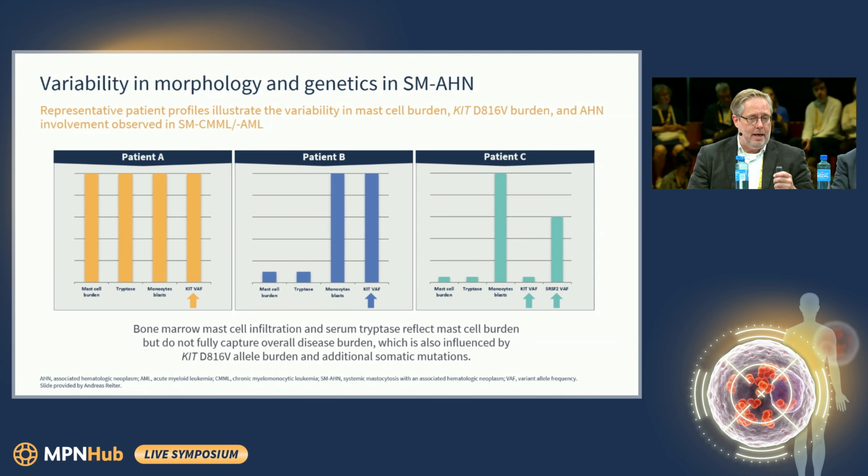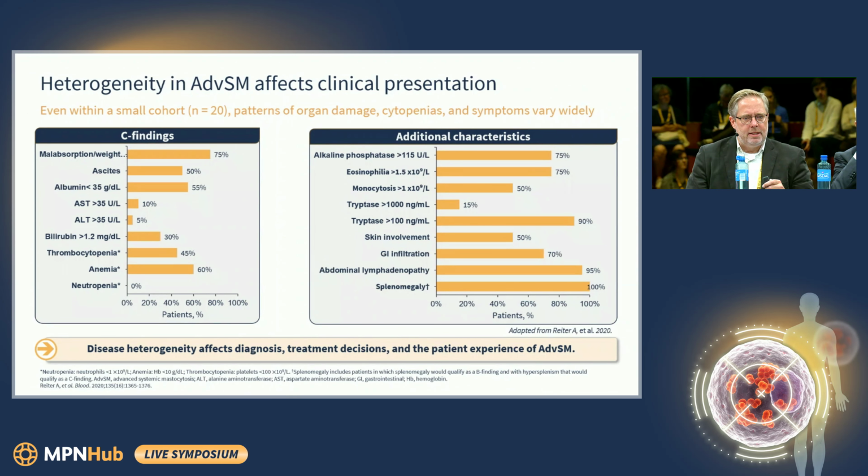with their allele burden. This is probably more important than in many other hematologic neoplasms, because you may really see a difference in the allele burden between blood and bone marrow. So, and this is now the clinical scenario.